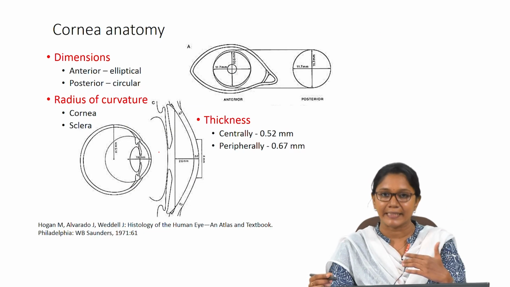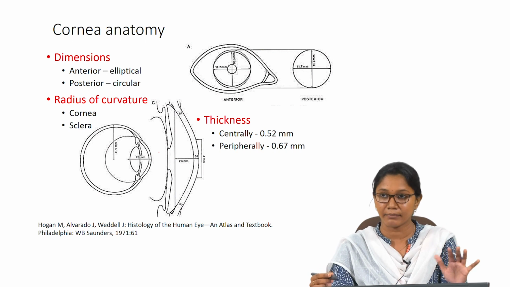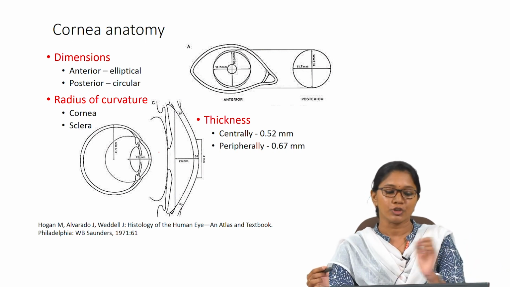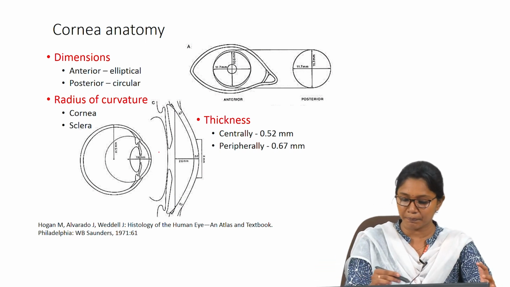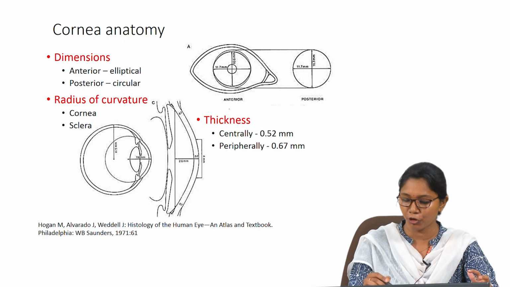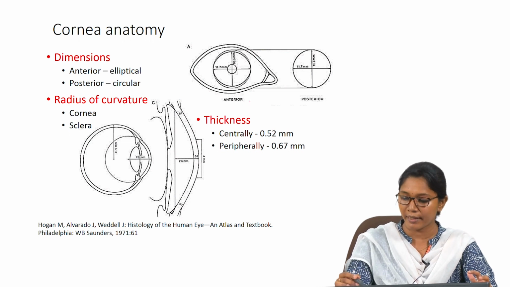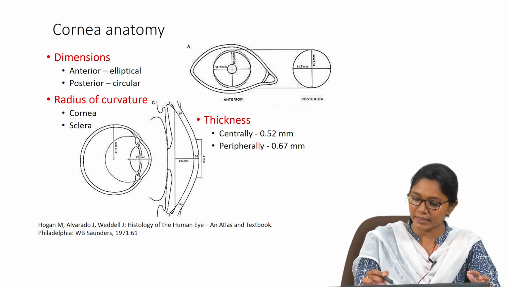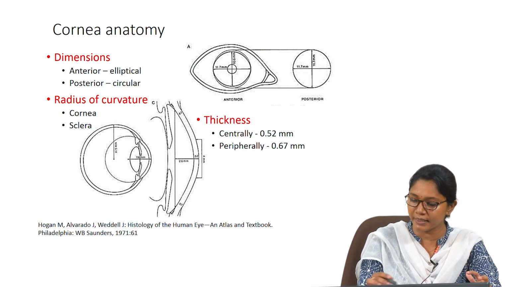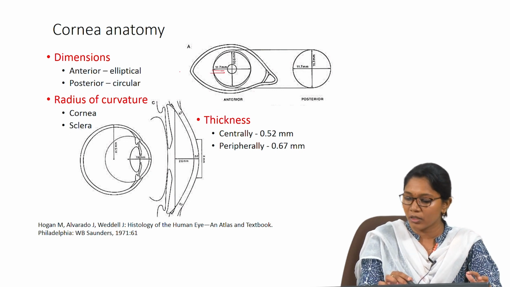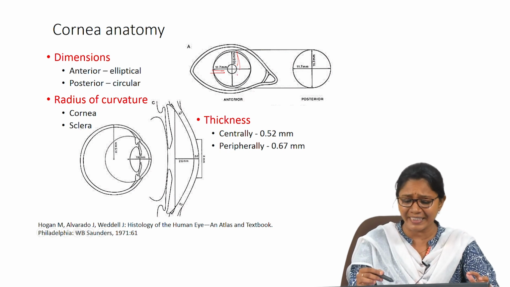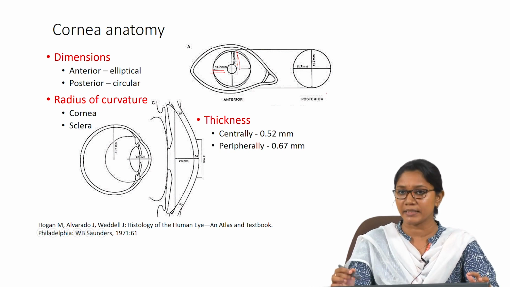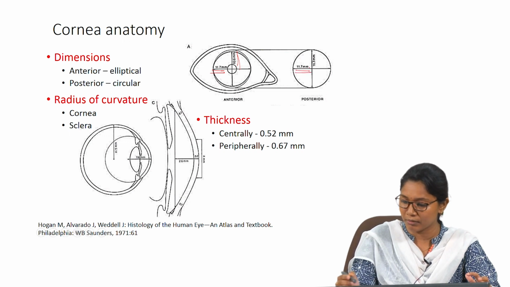Let us go into detail about the corneal anatomy and the physiology. First, we will look at the dimensions of the cornea. Picture A gives you the anterior position of the cornea and then a posterior view. Here the anterior position is elliptical in shape, 11.7 mm in width and 10.6 mm in the vertical direction, and the posterior one is circular with an 11.7 mm radius.